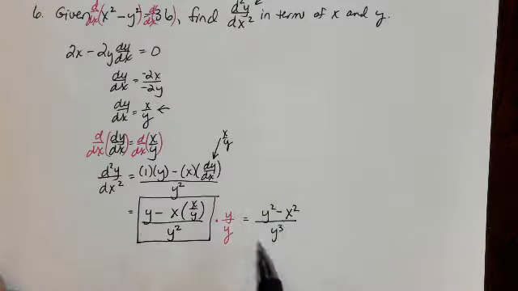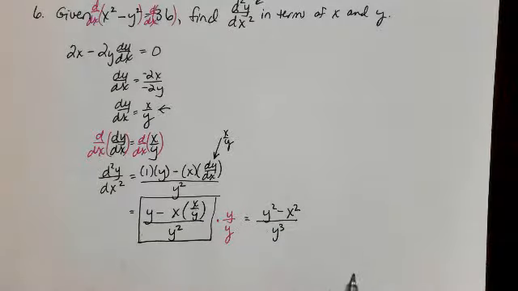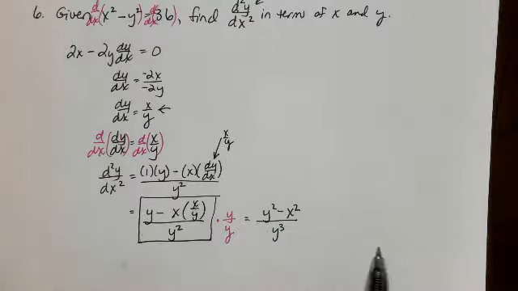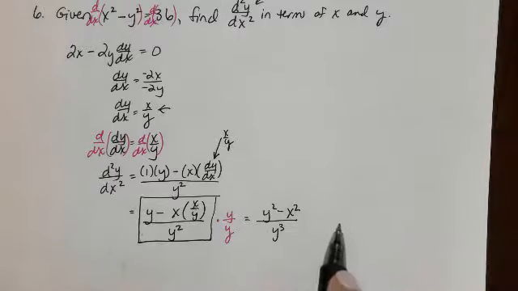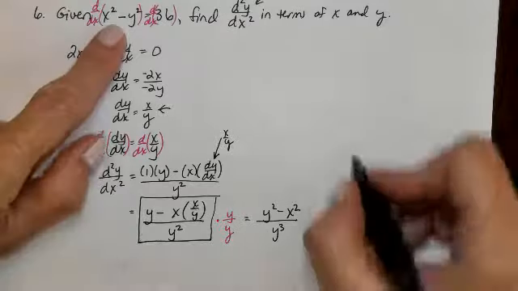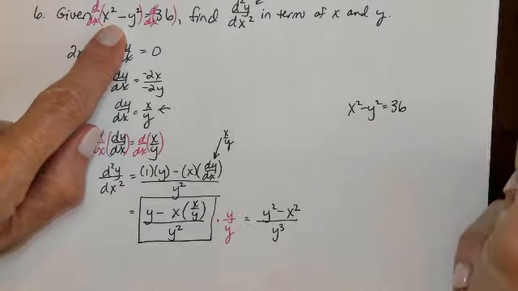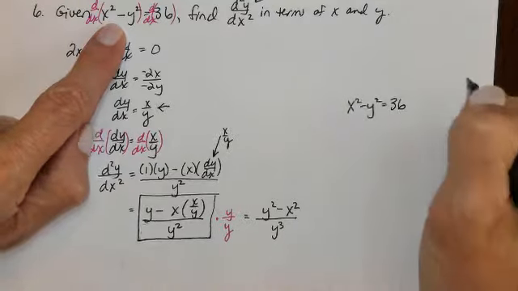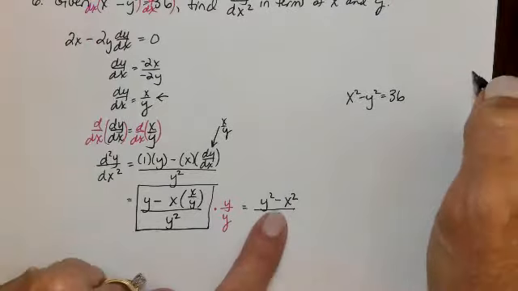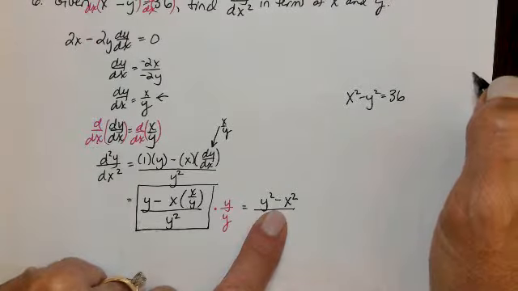Because I can see one more thing we can do with this. And it's something that you might not think to do. But this is something that they would probably do. Okay? In the very initial problem, we were given that x squared minus y squared is 36. We were given that in the initial problem. Look what we have in the numerator. We have y squared minus x squared.